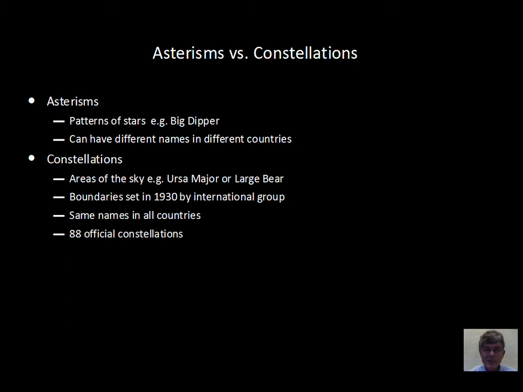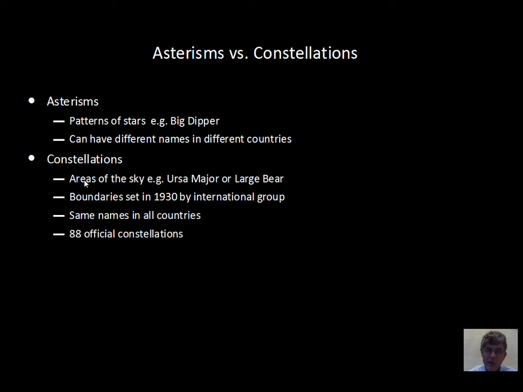But these are areas of the sky, something like the states of the United States. Nebraska is a certain area on the map. Iowa is a certain area. Illinois is a certain area. The constellations also have areas, and they have boundaries that were set in 1930 by an international group of astronomers and really established firm boundaries and firm names for the constellations all across the sky.